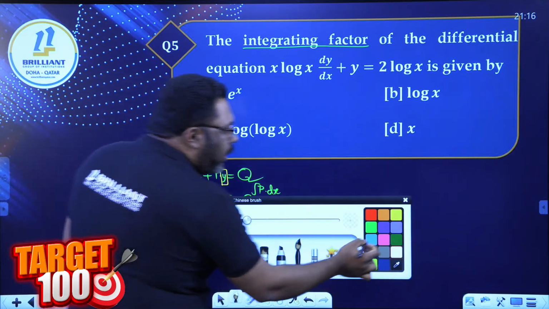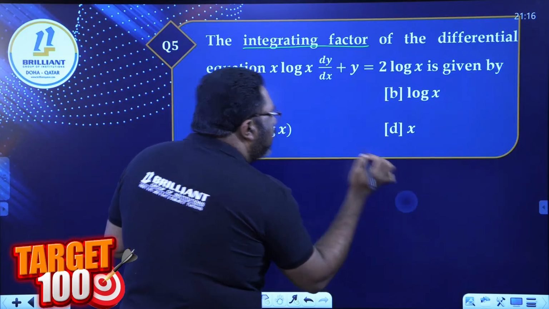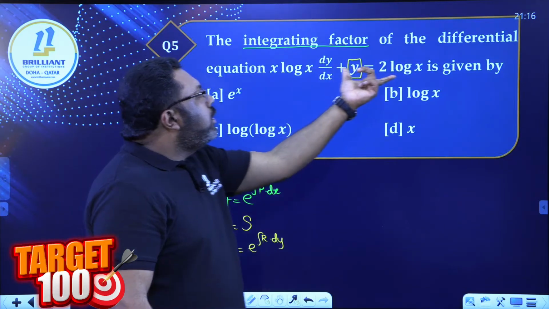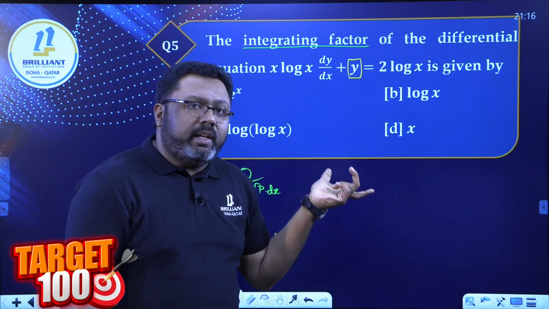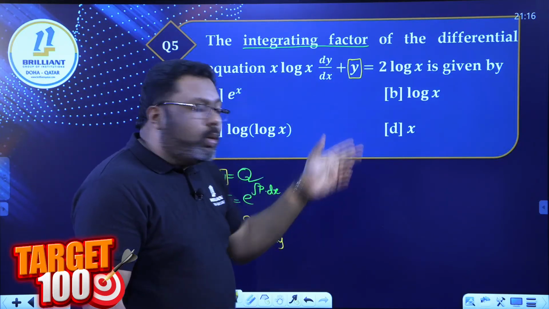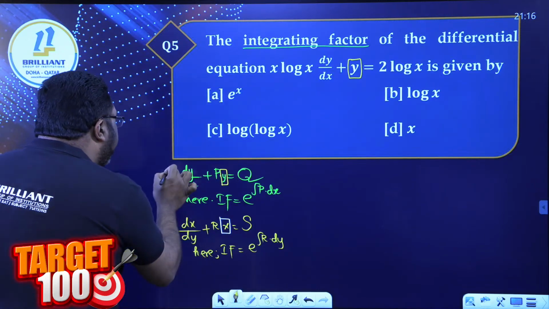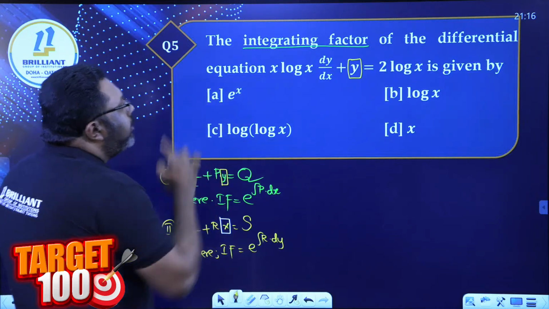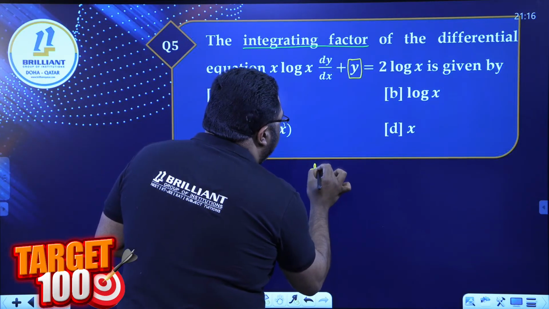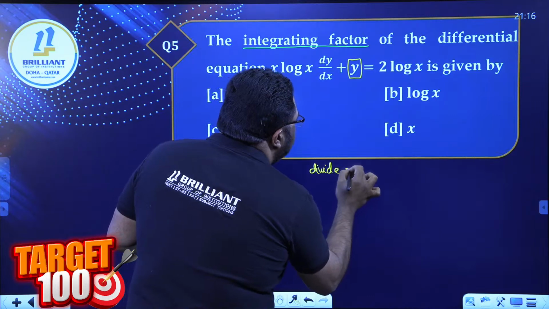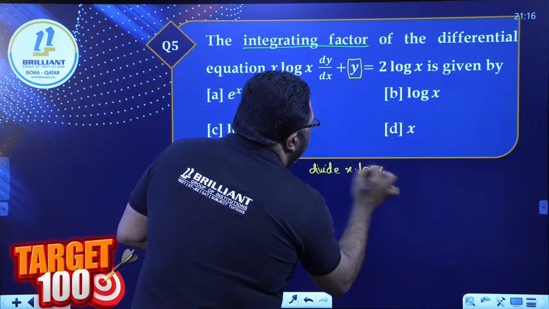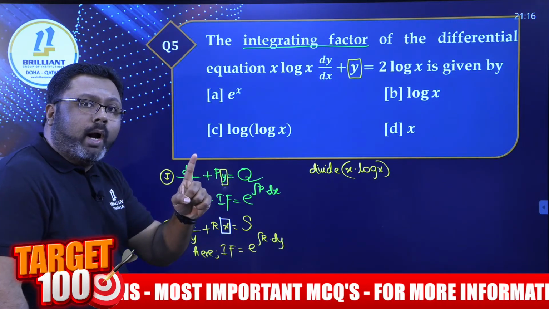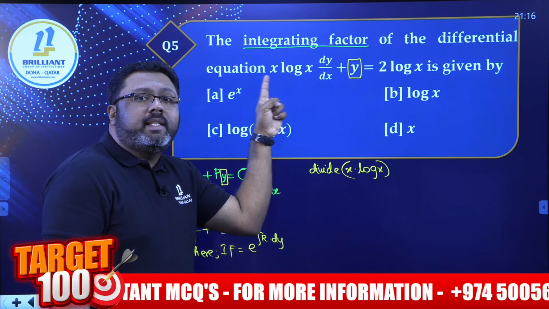If you look at the question here, just have a close look at it. You can see that you have a y, and every term in this differential equation is in terms of x other than that y. So we know that it's type 1. It's definitely type 1, not type 2. So I will try to write it as type 1 by dividing by x log x. Why divide by x log x? Because according to type 1, the coefficient of dy by dx should be 1, and you can see the coefficient of dy by dx is x log x.